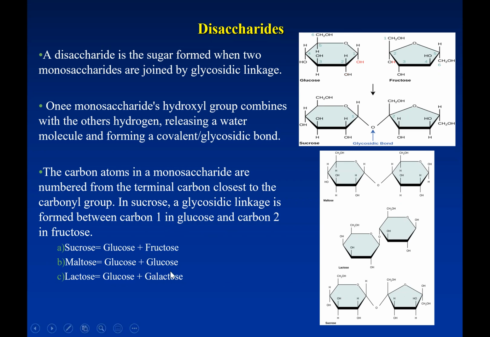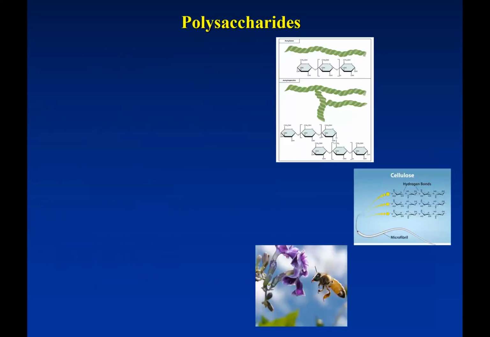A few more examples of disaccharides. We already studied sucrose, which has one molecule of glucose and one of fructose. Maltose is glucose and glucose. Lactose is glucose and galactose. So they're all examples of disaccharides.